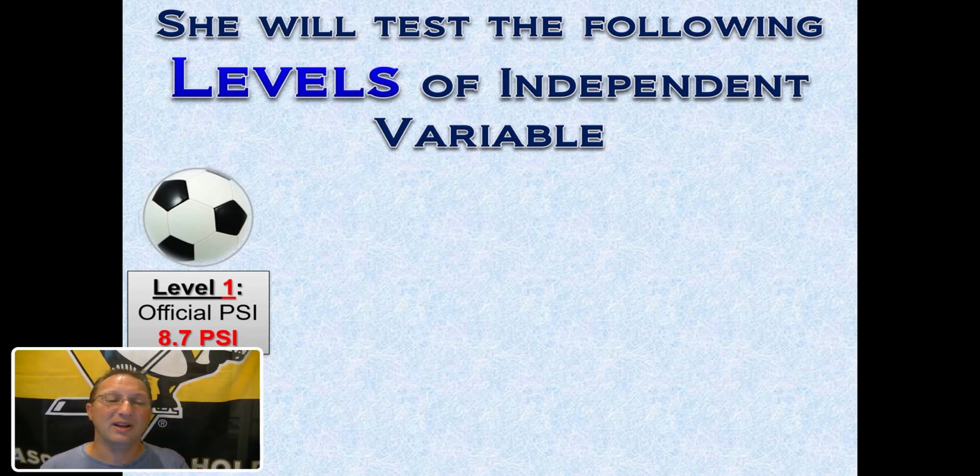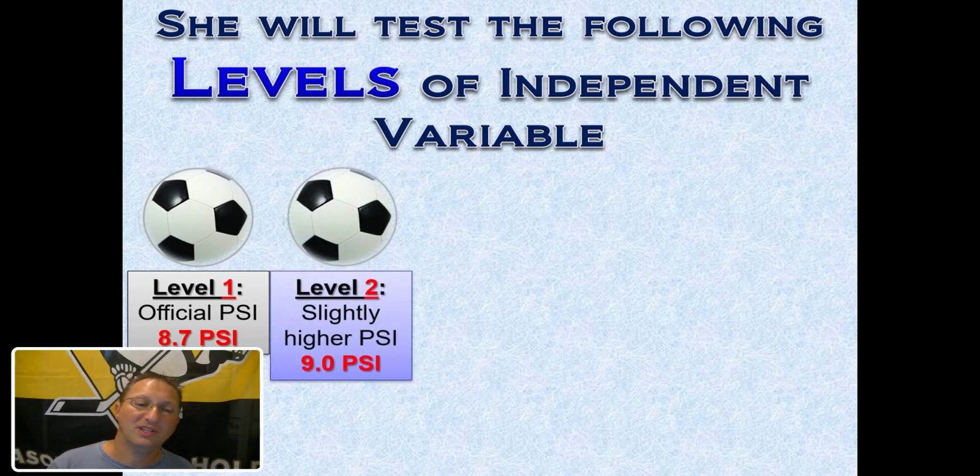So now she says, all right, let's change. What was she changing again? She was changing the air pressure. So second ball, she adds a little bit more air. So instead of being 8.7, she goes up to 9 psi. So it's a little bit more air pressure. So now she has 2 levels. This is an experiment. She could be done right here.